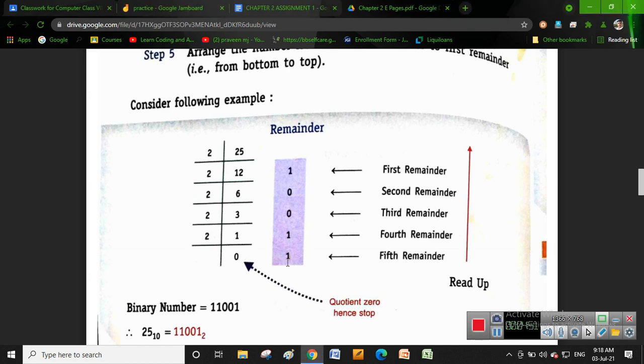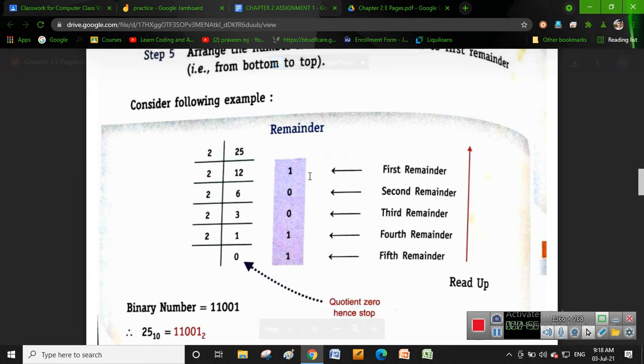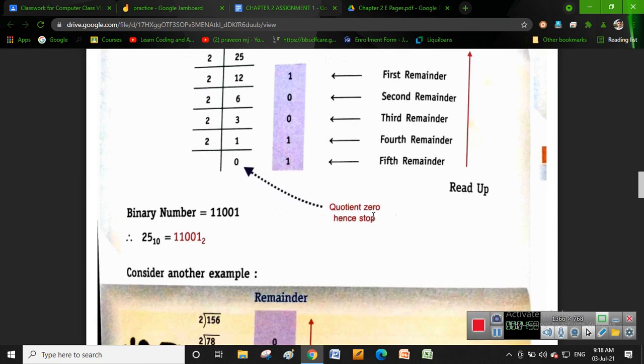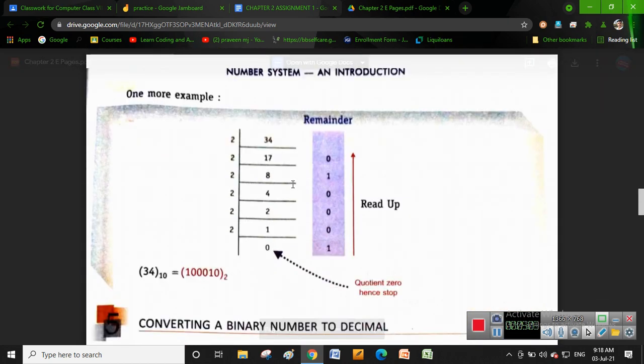So writing from this part to this part, that is from the last remainder to the first remainder, the fifth remainder is the last. So it is called 1 1 1 0 0 1. Okay, it is an example which we showed in the previous class.